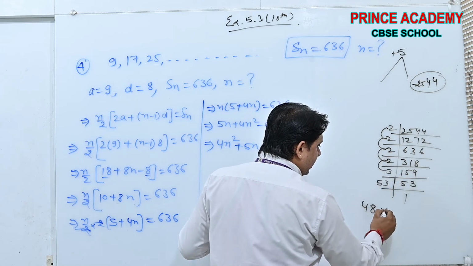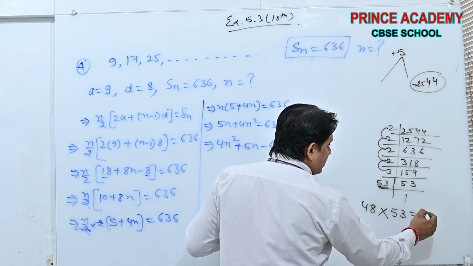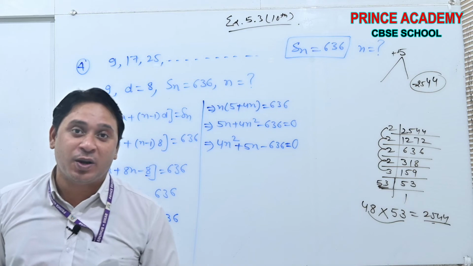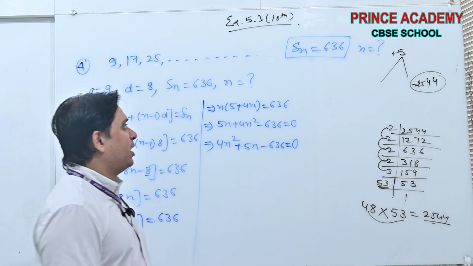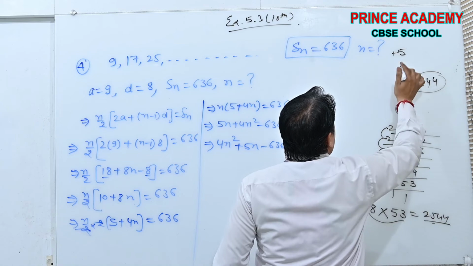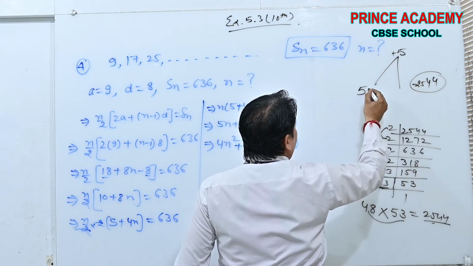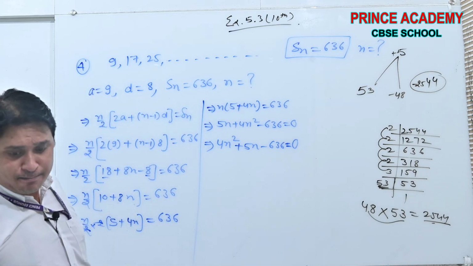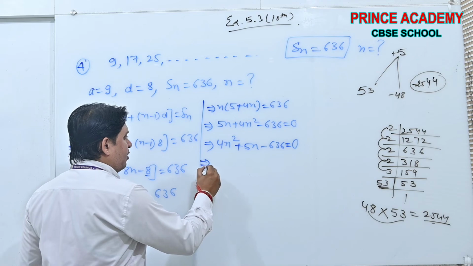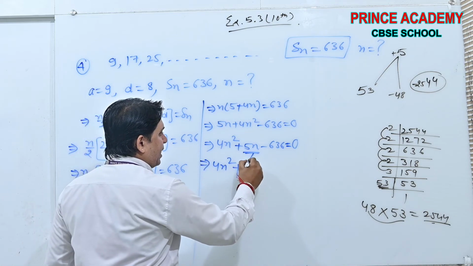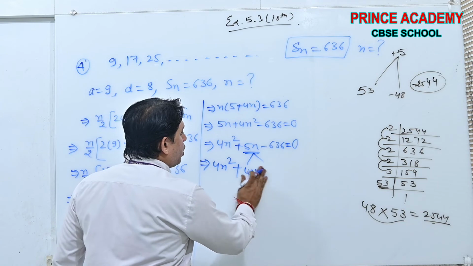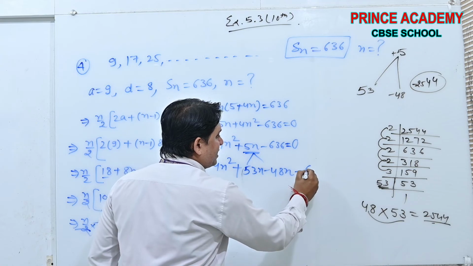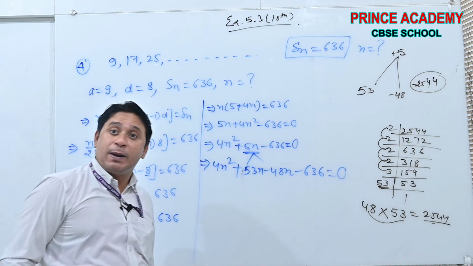Now see beta, 2 2s are 4, 4 2s are 8, 8 2s are 16, 16 3s are 48. Into this 53 is 2544, and their difference is also 5. Yes or no? It means we are on the right track. We got the factors. 5 factor part should be plus 53 minus 48. So 4n square plus 53n minus 48n minus 636 is equal to 0. You got my point beta.